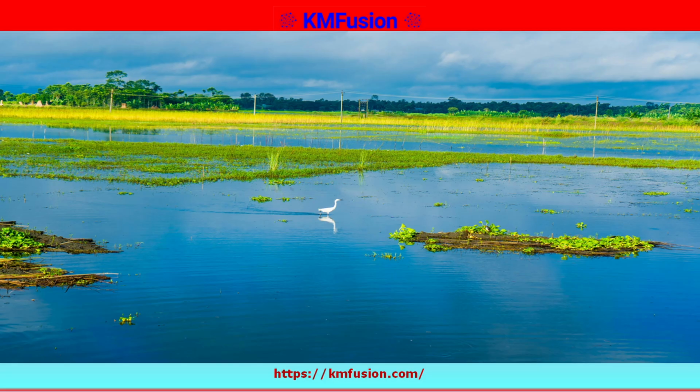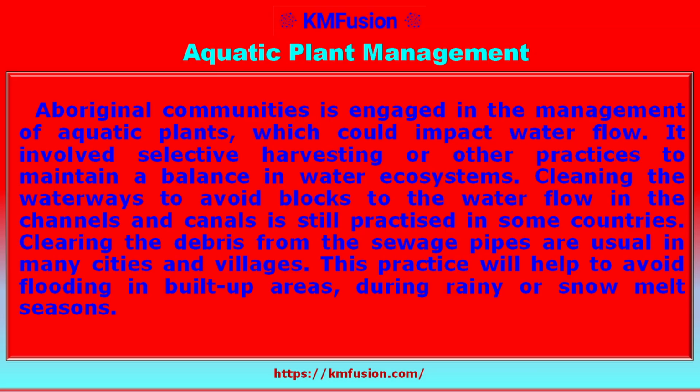Aquatic plant management. Aboriginal communities engaged in the management of aquatic plants, which could impact water flow. It involved selective harvesting or other practices to maintain a balance in water ecosystems. Cleaning the waterways to avoid blocks to the water flow in the channels and canals is still practiced in some countries. Clearing the debris from the sewage pipes is usual in many cities and villages. This practice will help to avoid flooding in built-up areas during rainy or snow melt seasons.